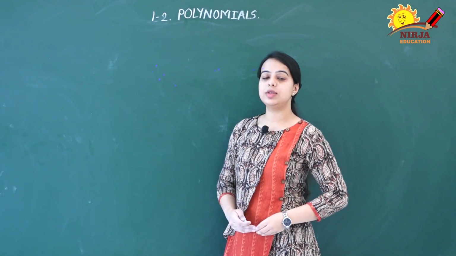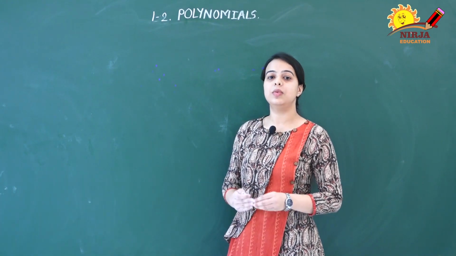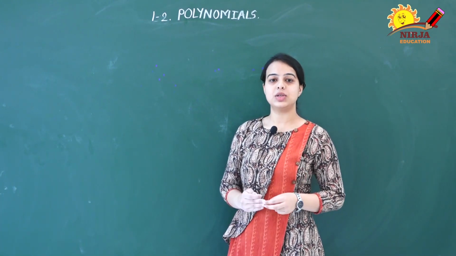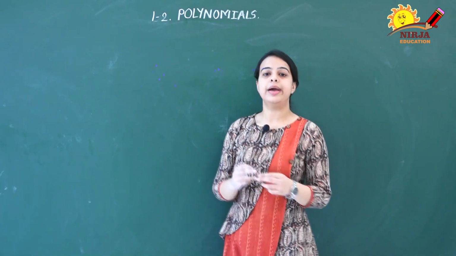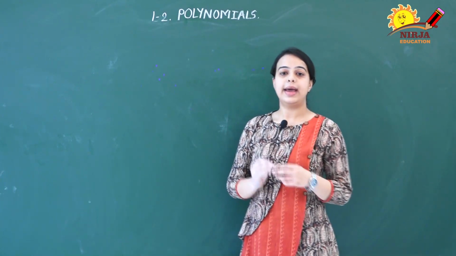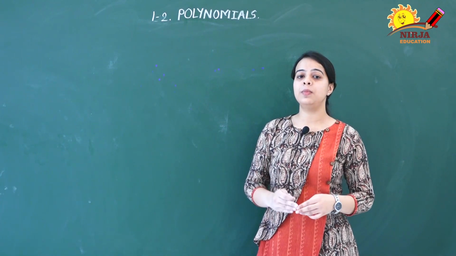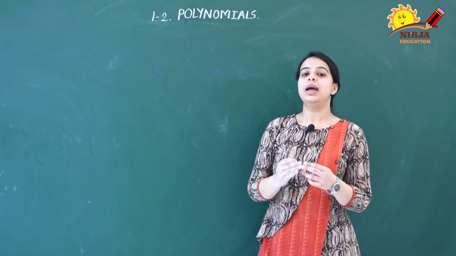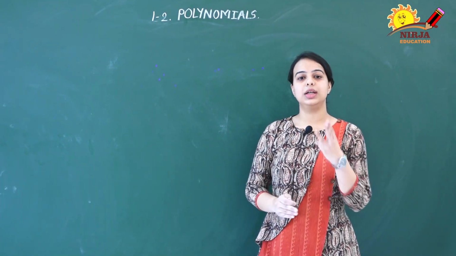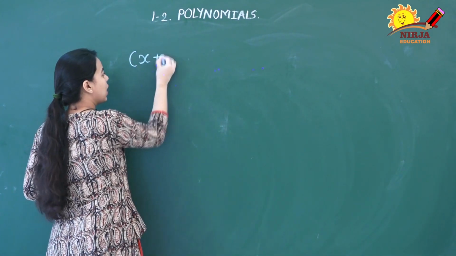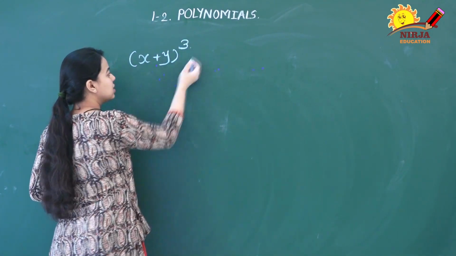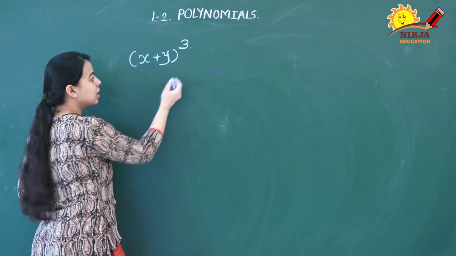So till now we have seen algebraic identities with degree 2, such as (x + y)², (x − y)², x² − y², and (x + y + z)². Now we are going to discover algebraic identities with degree 3. So here I am going to take (x + y)³. As you can see, the degree of this expression is 3.